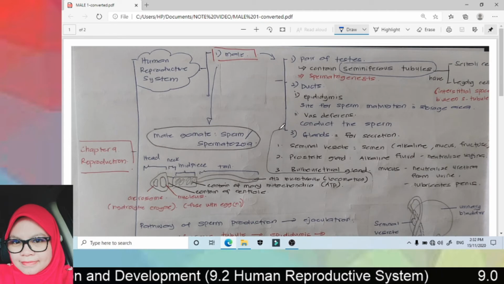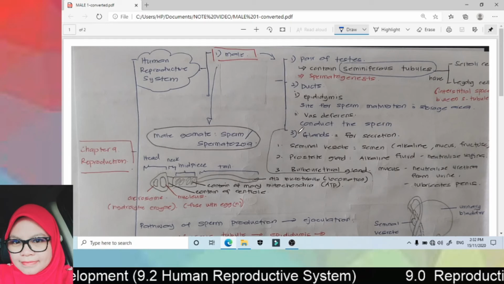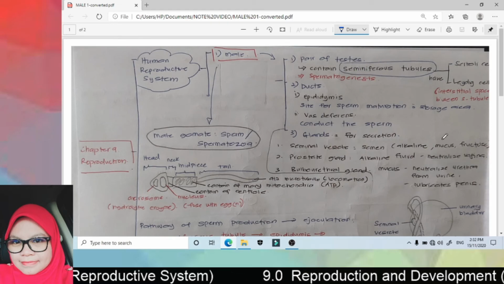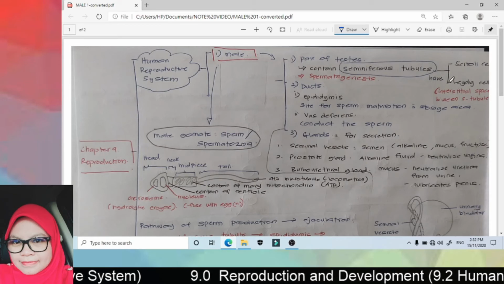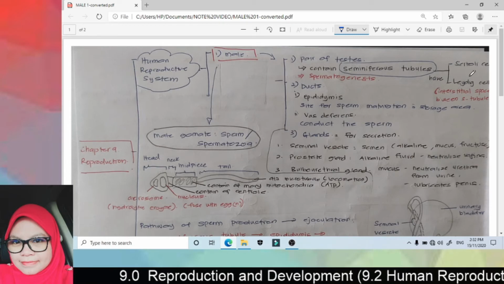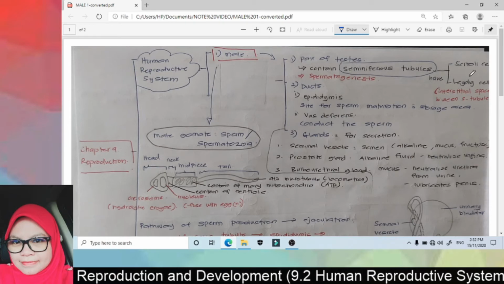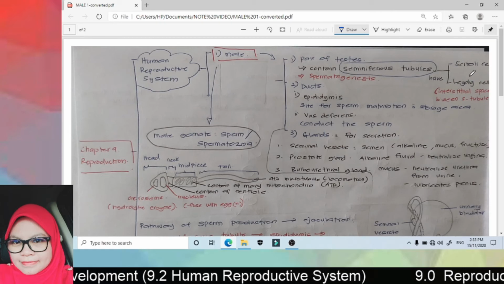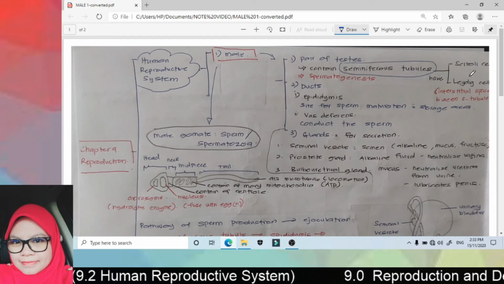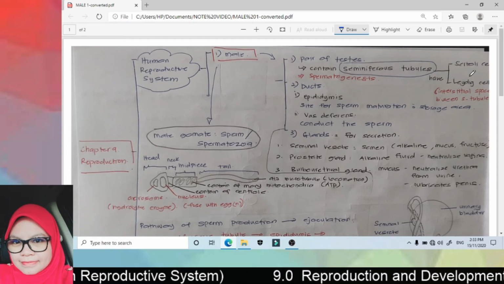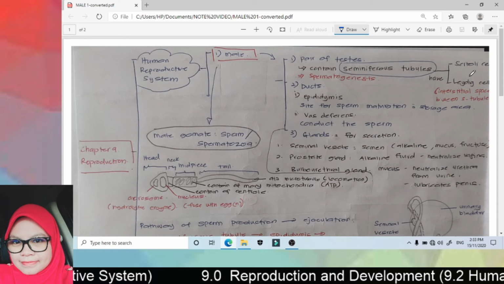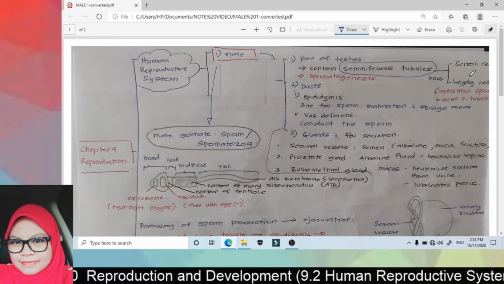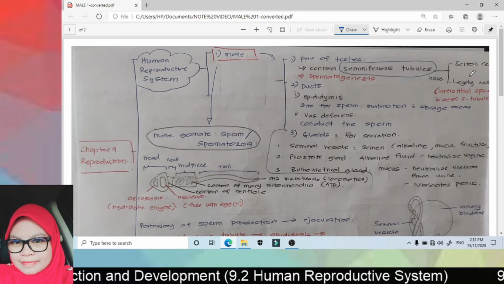Okay, so as you can see here, the male reproductive system has three main components. A pair of testes that contains seminiferous tubules, and the seminiferous tubule has the Sertoli cell and then the Leydig cell. This Leydig cell is located in the interstitial space of the seminiferous tubule. Maksudnya di antara seminiferous tubule dan seminiferous tubule yang lain akan ada ruangan, akan ada gap. So dekat gap itulah akan wujudnya Leydig cell. So this testis is very important because that is the organ involved in spermatogenesis.